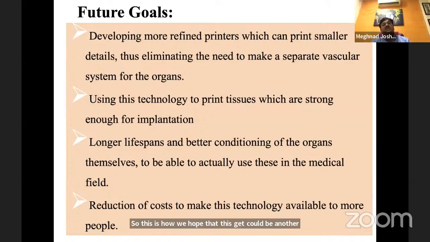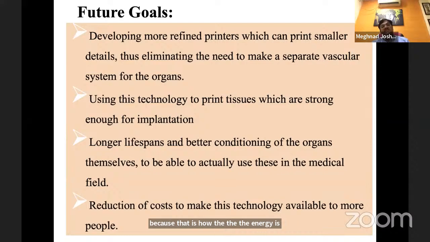So this is how we hope that this could be another option for patients with bone defects. To summarize, we think that developing more refined printers which can print smaller details could eliminate the need to make a separate vascular system for the organ, because the vascular system is a very important aspect for every organ, because that is how energy is provided to all cells.